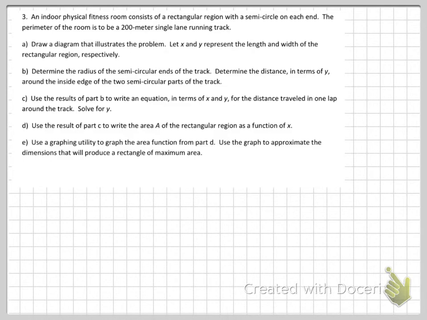So it tells us it is a rectangle with a semicircle on each end. Do your best to draw a semicircle, half a circle, right? Half a circle on each end. So the outside is what the track would look like. The rest of it is just how I got there.